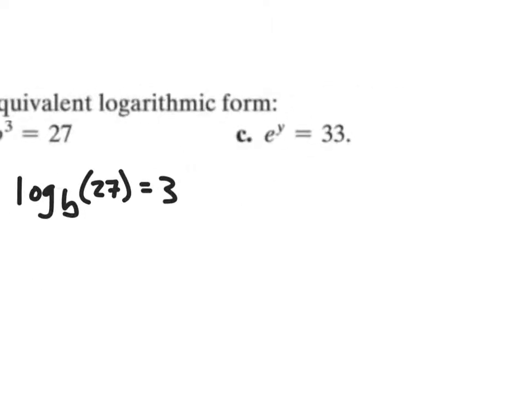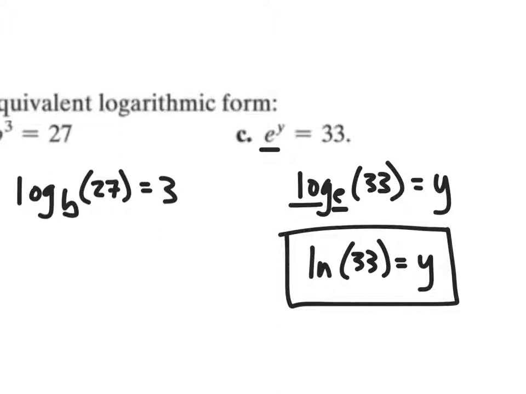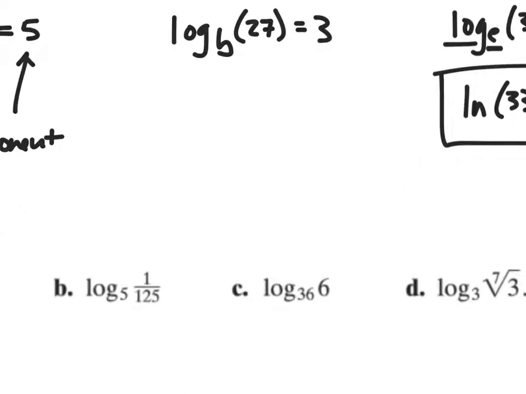Now over here on this one, we have e to the y equals 33. Now I'm going to write this as log base e of 33 is equal to y. And that's the value. Now, because I have log base e, because e is that number, I can write this as the natural log of 33 is equal to y. And this is what I would want you to do. I want you to make sure that if you have log base e, you're writing the natural log and not this stuff here.